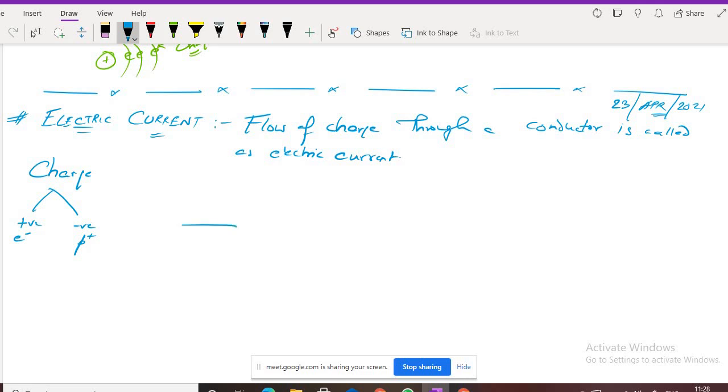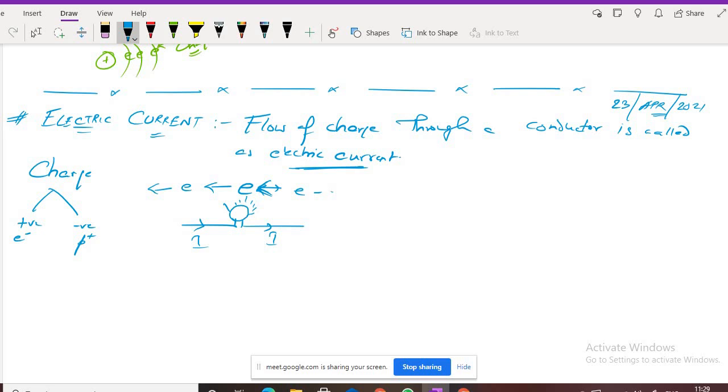If I tell you this is a wire, and in this wire suppose I have attached a bulb here, and current is flowing through it, and this bulb is glowing. What do you mean by electric current? Flow of charge. So charge is flowing through this conductor. Which charge? Electrons are flowing through this conductor, and that is called electric current. If somebody asks you what is electric current, you will say the flow of charge through a conductor is called electric current.